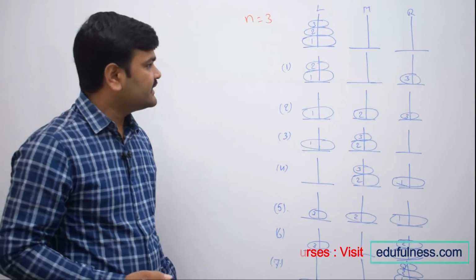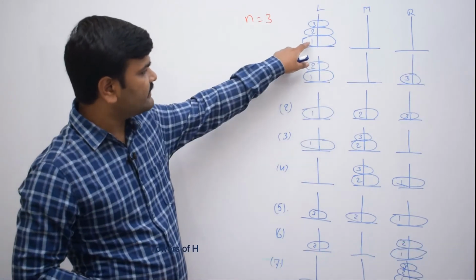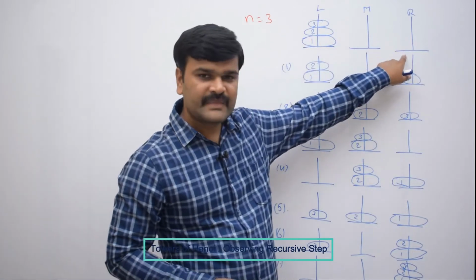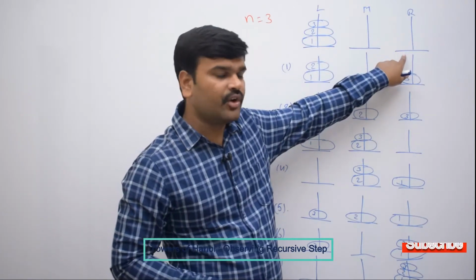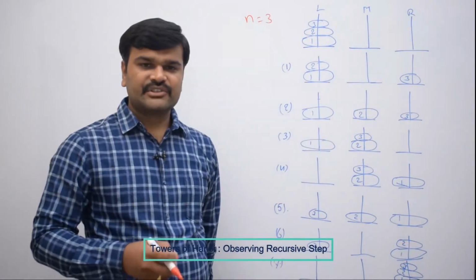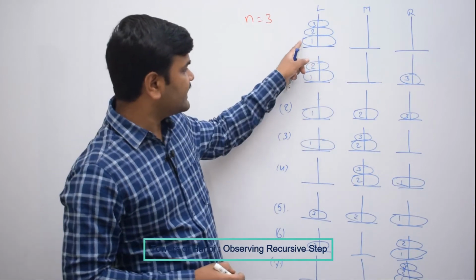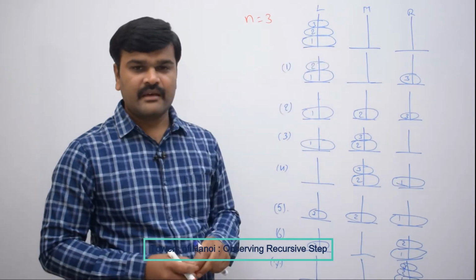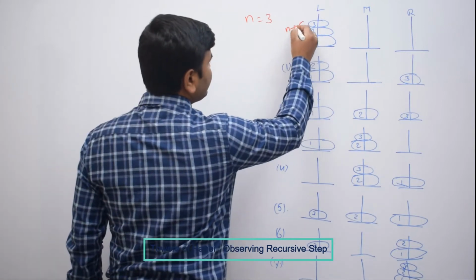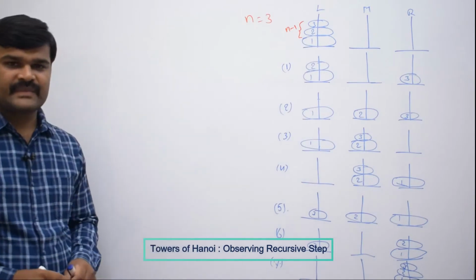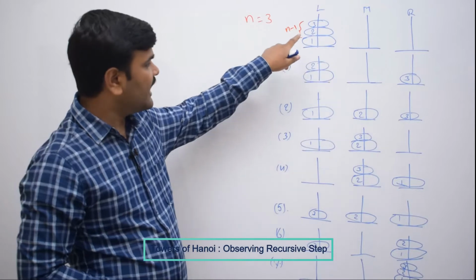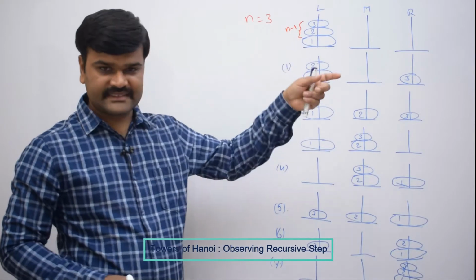So at that moment, first of all you have to shift this first disk from the left tower to the right tower. Then only is it possible to place all the remaining disks over that first disk. So that is why, first of all, this must reach the right tower. For that, first of all these n-1 disks you have to shift. To shift this first disk from left to right, you have to shift n-1 disks first.